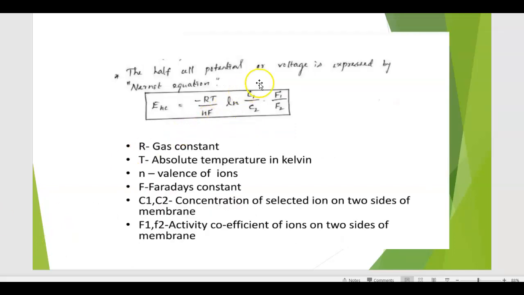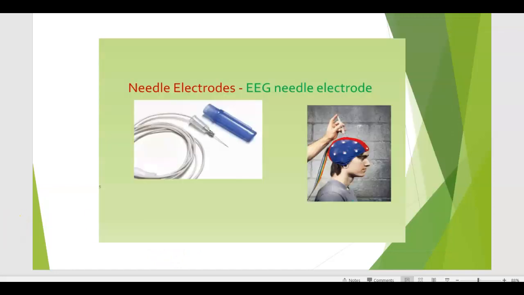The half cell potential or voltage is expressed by the Nernst equation, which is the equation here. The parameters are: R is the gas constant, T is the absolute temperature, which is measured in Kelvin, n is the valence of electrons, F is Faraday's constant, C1 and C2 are the concentrations of the selected ion on two sides of the membrane, and f1, f2 are the activity coefficients of ions on two sides of the membrane.